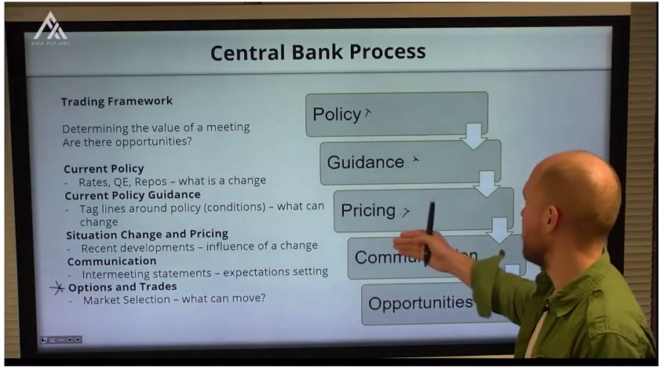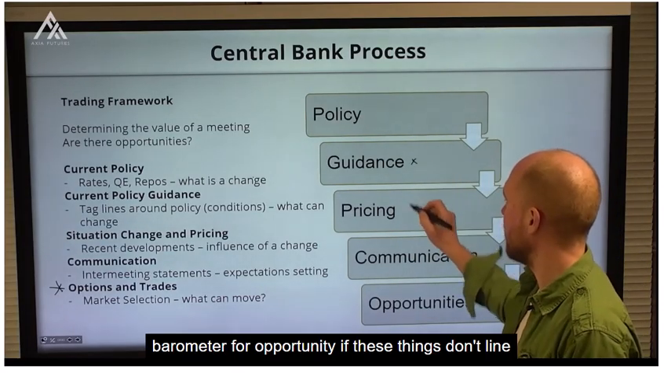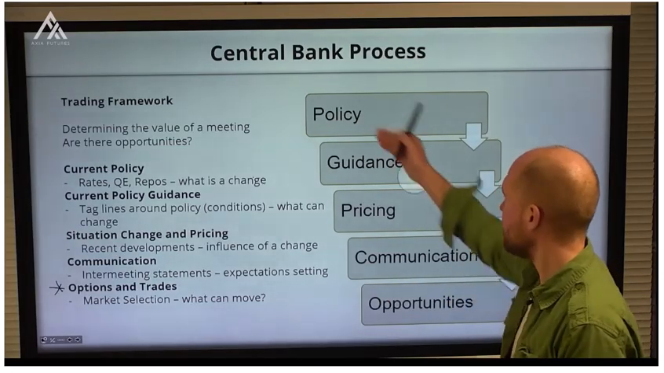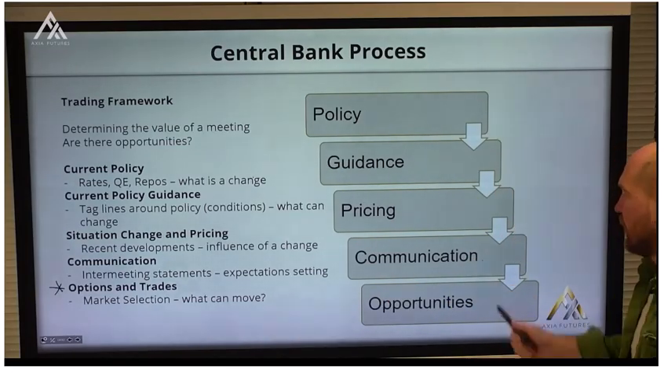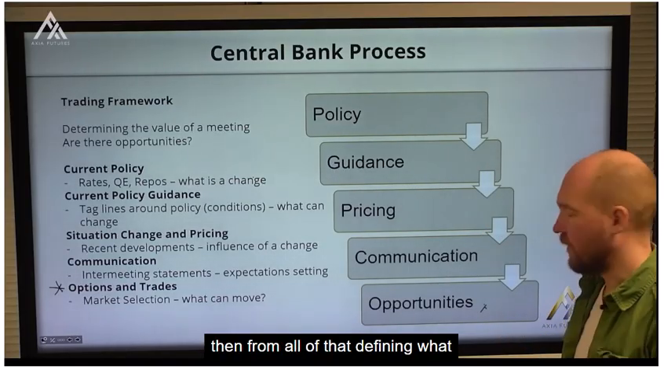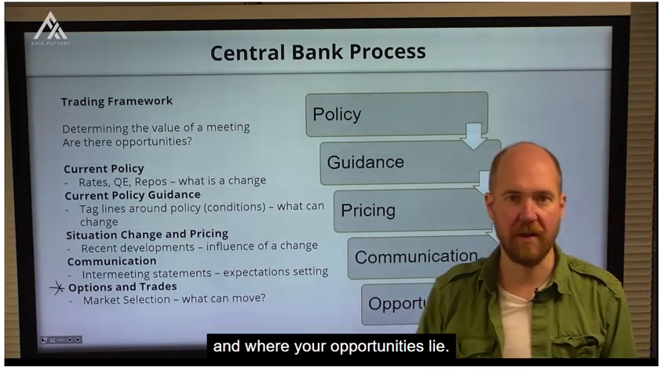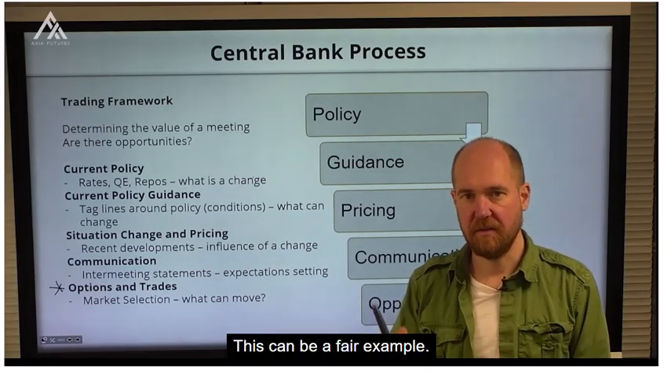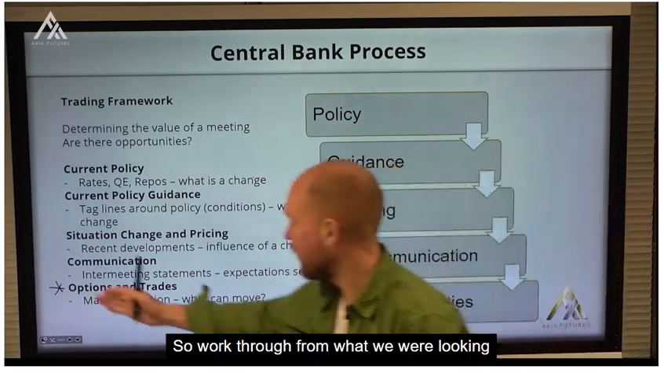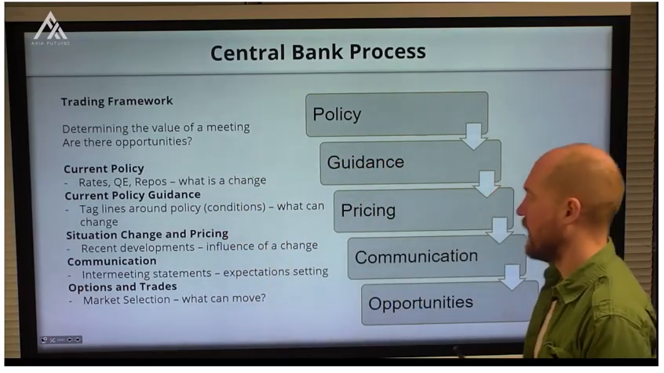This is a good barometer for opportunity. If these things don't line up, it's fair to say there's a good chance. Then communication: what has been said since the previous meeting, and then from all of that, defining what and where your opportunities lie. This is going to be a Fed example, so we'll work through from what we were looking at earlier on.